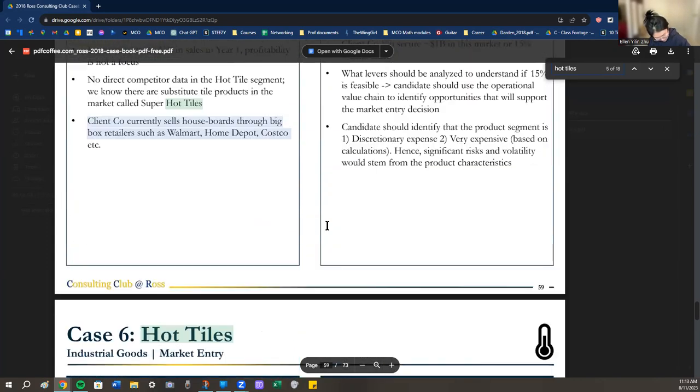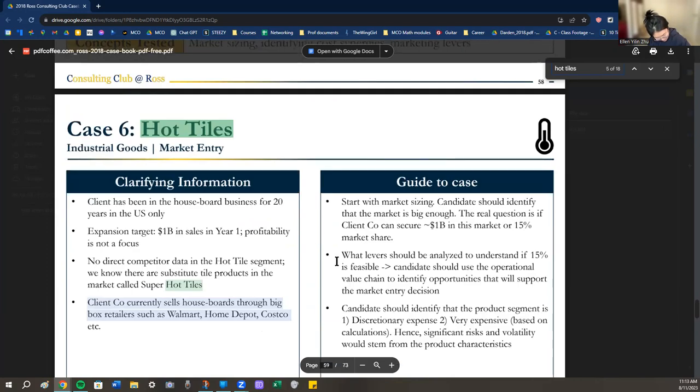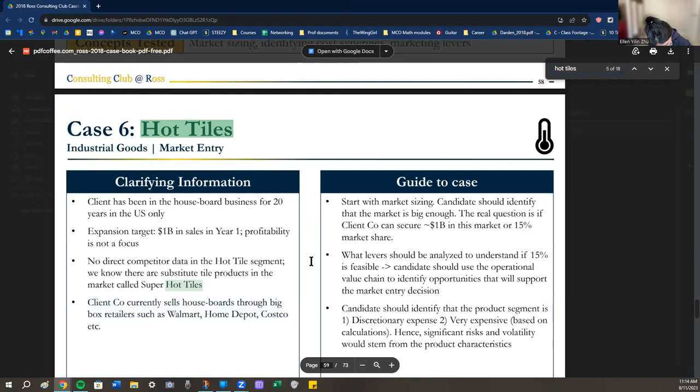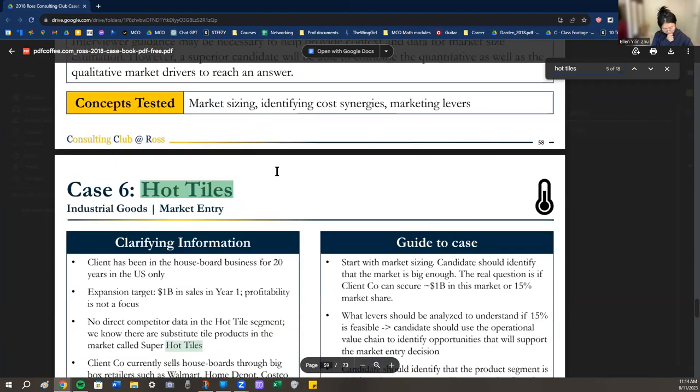Your structure was awesome. You had gone over the existing market, and we hopped right into that. The product and value prop were great. The go-to-market strategy was also great. And the economic analysis with the revenue and pricing was also great. There was a little bit of pricing in the market strategy bucket and pricing in the economic analysis bucket, so being a little more distinct between the two buckets would have been good. But overall, your structure was pretty great, and so far the case is going great.